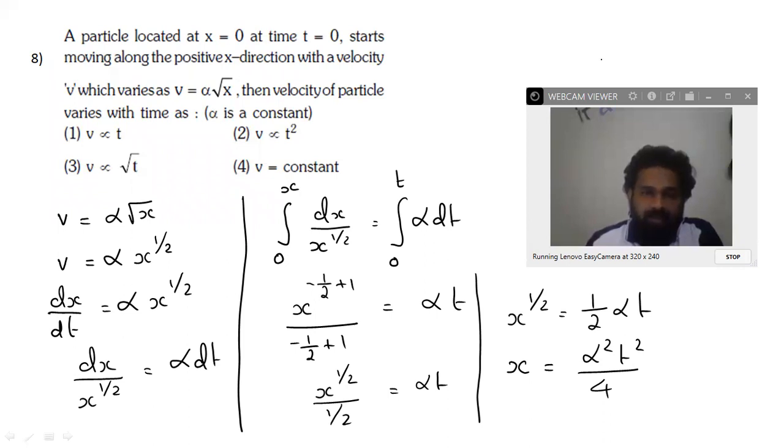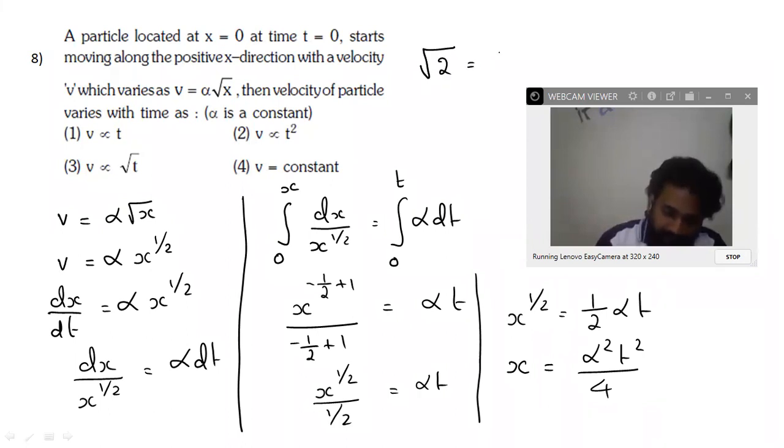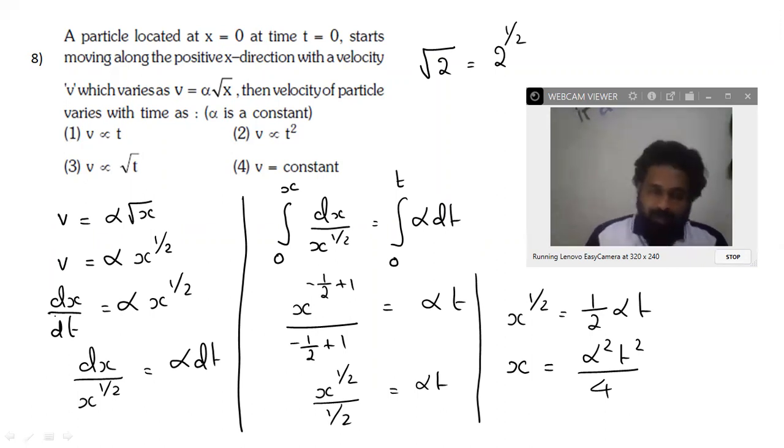Okay, I'll explain once again. See, v is equal to alpha root x. This is given in the question. What I did is, root of anything, if it is root 2, then we can write 2 raised to 1 by 2. So v is equal to alpha x raised to 1 by 2 I wrote. Now velocity we can write as dx by dt, the differentiation of position or differentiation of displacement. Likewise I can write dx by dt is equal to alpha x raised to 1 by 2.